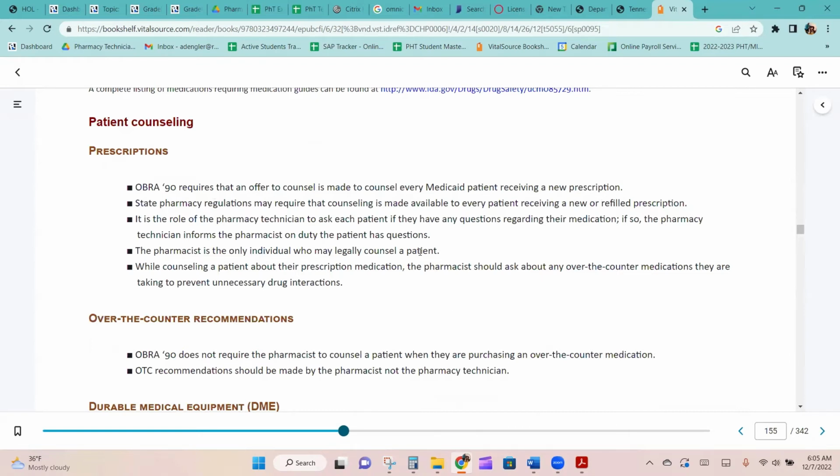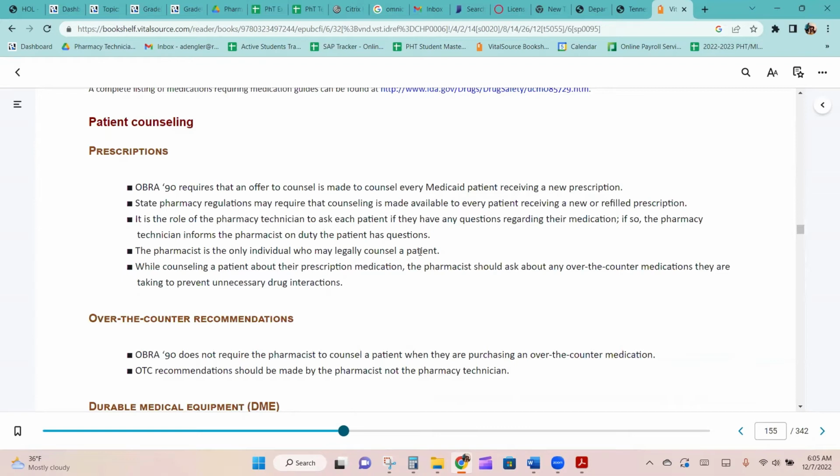Patient counseling. OBRA 90 requires that an offer to counsel is made to every Medicaid patient receiving a new prescription. State pharmacy regulations may require that counseling is made available to every patient. It is the role of the pharmacy technician to ask each patient if they have any questions regarding their medication, and then refer them to the pharmacist, or the pharmacist can come over and speak to them. The pharmacist is the only person who can legally counsel a patient.